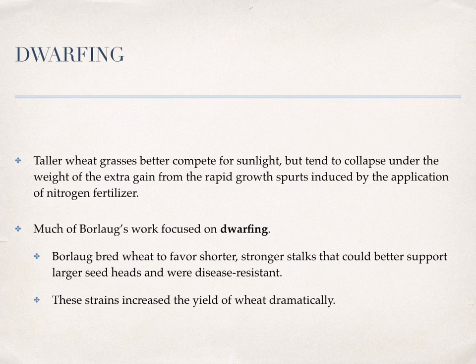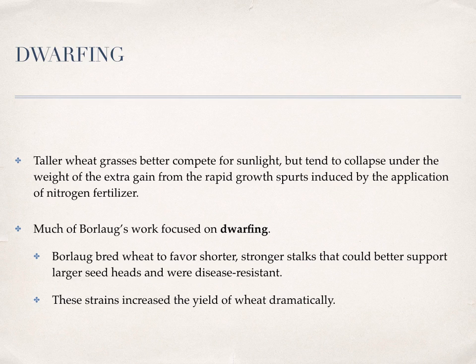Dwarfing. It turns out that you can fertilize wheat. You can put nitrogen fertilizer on it. It will grow larger. It will grow taller. The grains at the top of the stalk will be larger and there will be more of it. But the problem with that technique is that the wheat stalk grows so high and so thin, and with the added weight of grain at the top, it collapses into the field and it rots.